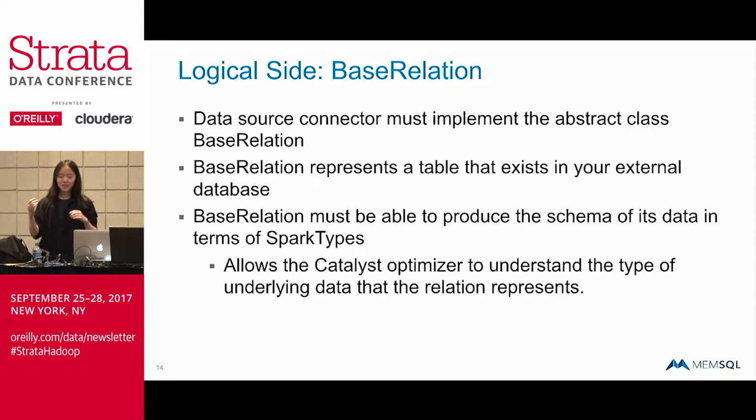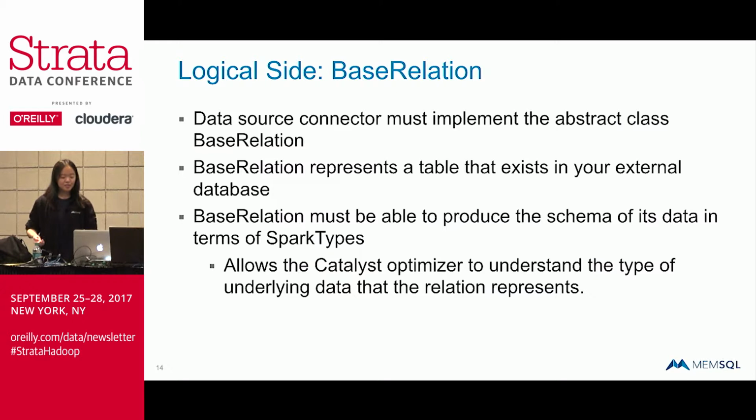So we'll start with the logical side of the Data Source API, aka the BaseRelation class. If you write your custom data source connector, you must implement the abstract class called BaseRelation. So Catalyst treats your BaseRelation node in the logical plan as a representation of a table that exists in your external database. So the defining behavior of BaseRelation is that it must be able to produce its schema in terms of Spark types.